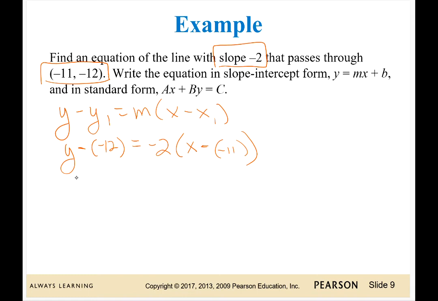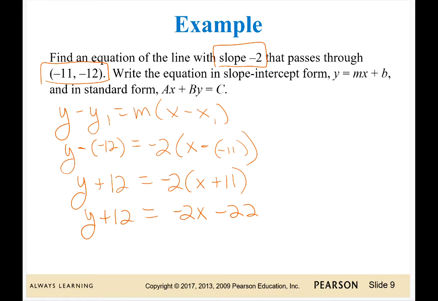So I'm going to clean that up a little bit. It's going to give me y plus 12 equals -2 times (x plus 11). All right, so there is your equation in point-slope form. Now, it says it wants you to write the equation in slope-intercept form and in standard form. So notice that in slope-intercept form and in standard form, there are no parentheses. So the first thing I'm going to do is get rid of those parentheses.